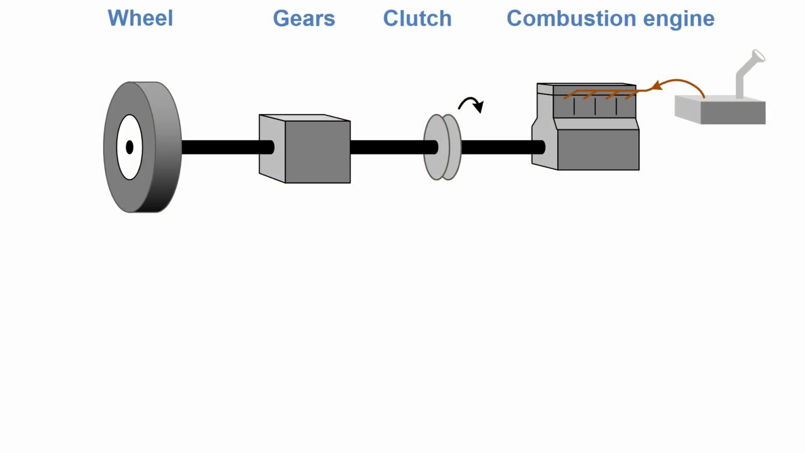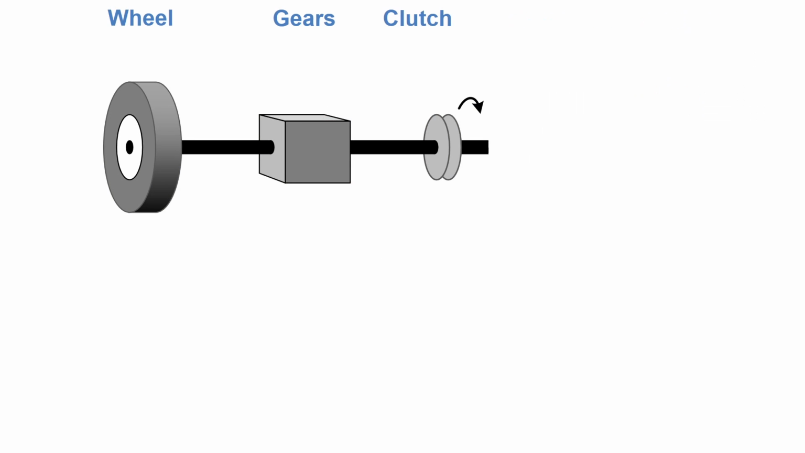Hi again. In this lecture we will take a look at how a battery electric powertrain is built and show in what way it is similar to a combustion engine powertrain. This is the principal layout of a combustion engine powertrain. To get a battery electric powertrain, we start by getting rid of the combustion engine and the fuel tank.